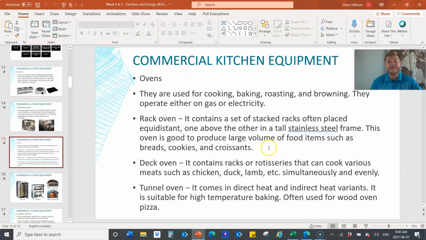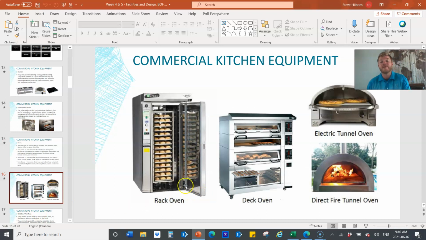It usually contains a set of stacked racks, often placed beside each other in a tall stainless steel frame, and you can get really large stand-up open rack ovens. There's deck ovens, there's tunnel ovens. There are a bunch of different types, and here are some of the pictures that you might see. So there's our direct fire tunnel ovens, which are usually used for pizzas, as well as the electric tunnel oven, which will have this turntable moving around.